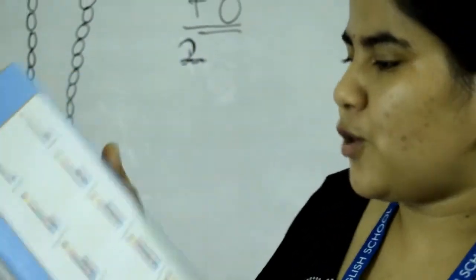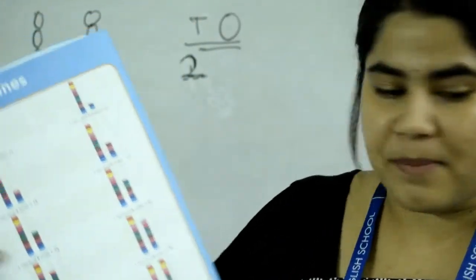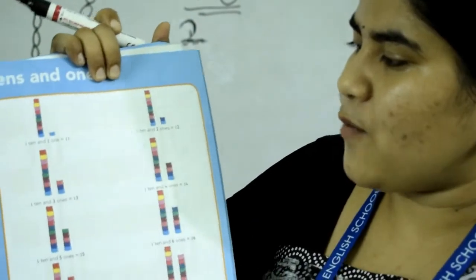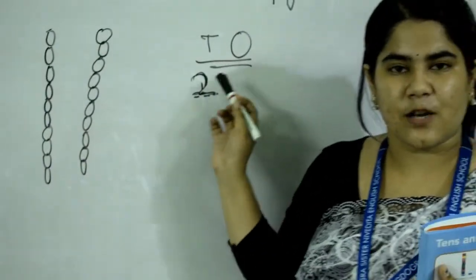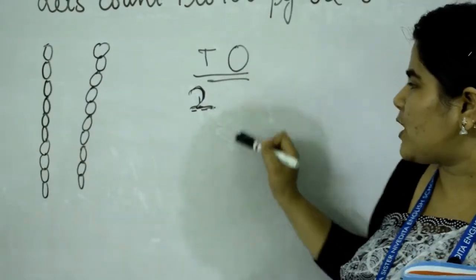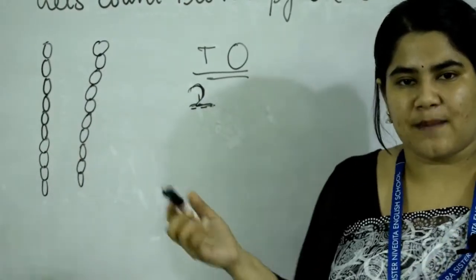If you turn the page to page number 39, you will get something like this. Tens and ones. Now what I have taught you, this is the sequence that we have to follow. First comes ones, then tens. Now what we have to write in this number, I'm going to show you.